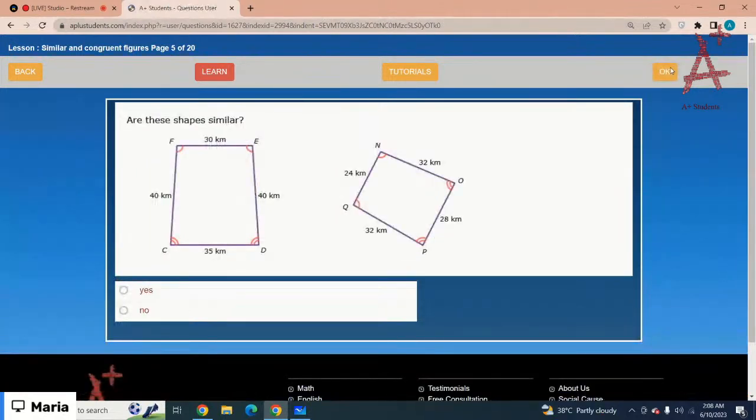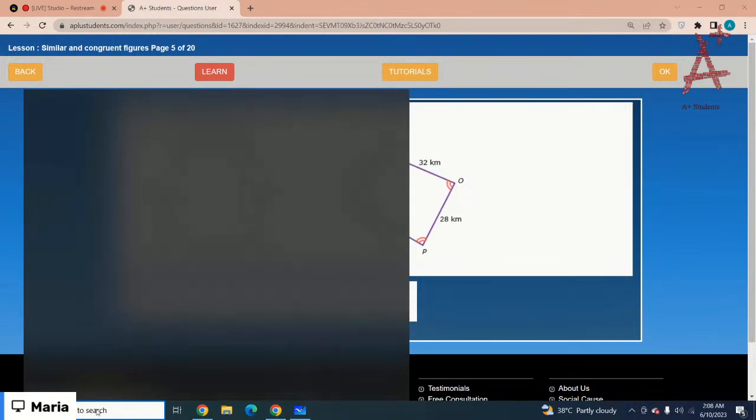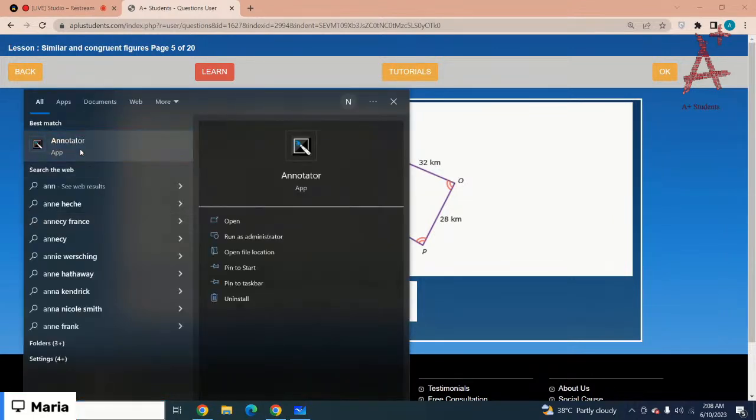Okay, the next one is, are these shapes similar? So you have to rotate this shape. Got it? If you rotate this shape, angle F is congruent to angle Q, angle E is congruent to angle N, angle C is congruent to angle P, and angle D is congruent to angle O. So let's just look at their sides if they are similar. So the sides are, here you have 30 and 24. Let's just see if they form a proportion. Got it. Let me hold on.